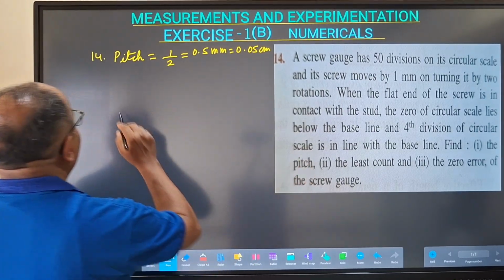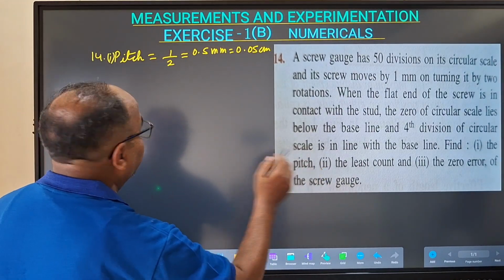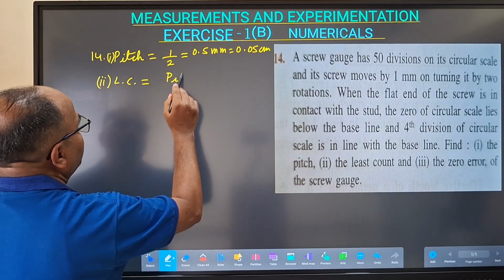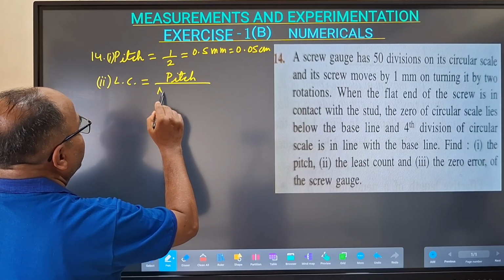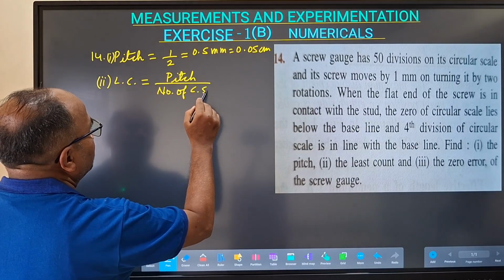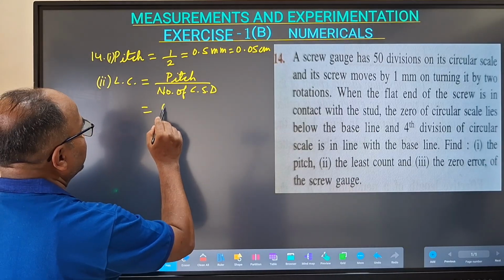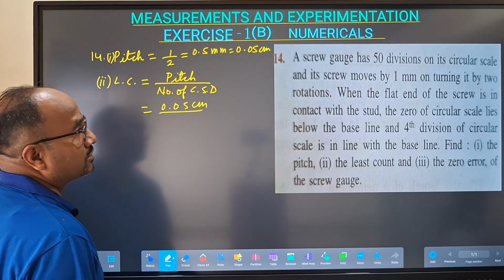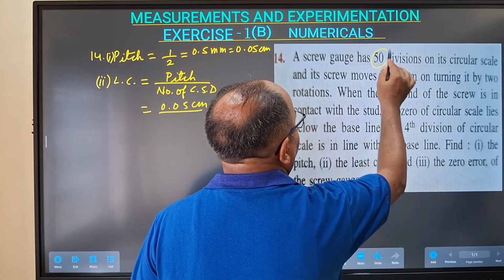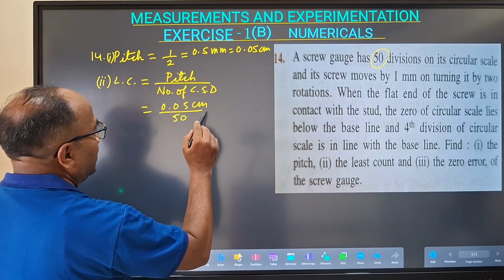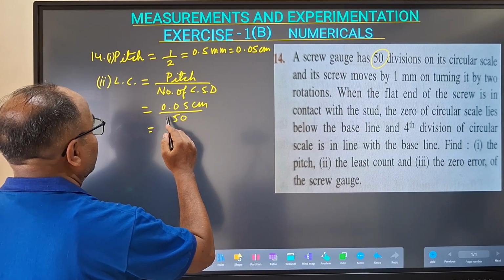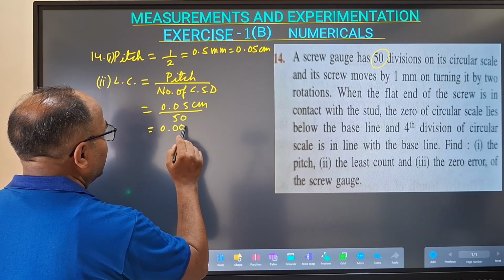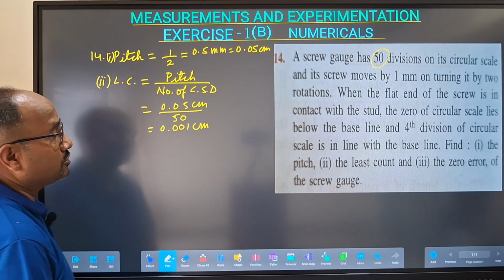So now we have got the pitch, the first one. Now in the second one, the least count. So you must be knowing the least count formula for a screw gauge by now. Pitch divided by the number of circular scale divisions. So pitch, we have got it there. I am using 0.05 centimeter. Number of circular scale divisions is given to us here as 50. So by 50. If I divide with 5 first, it will give me 0.01, and then with this 0 coming there, 0.001 centimeter becomes your least count.